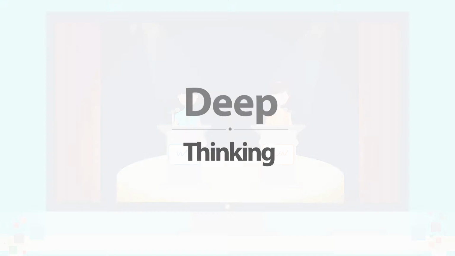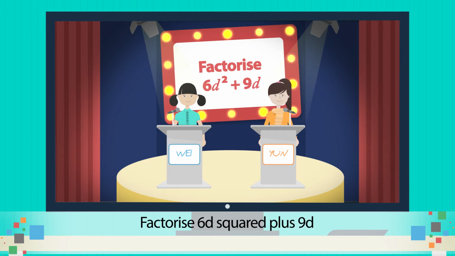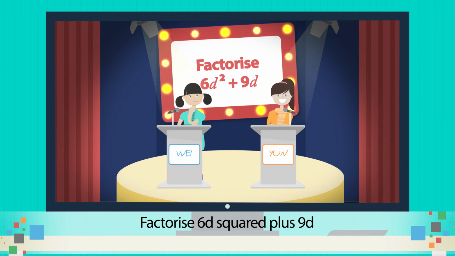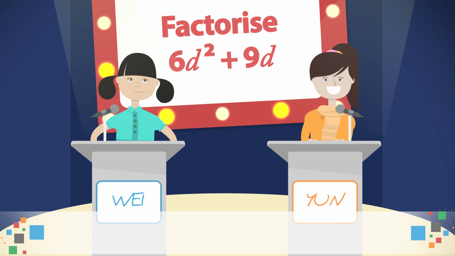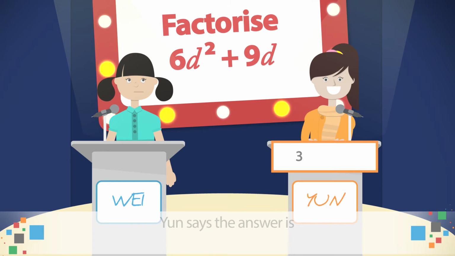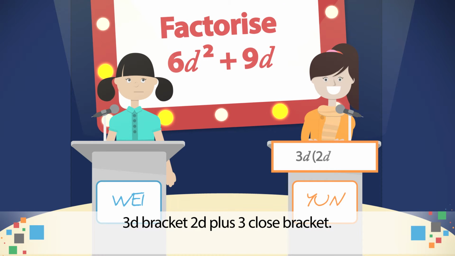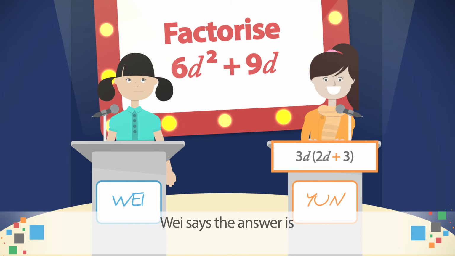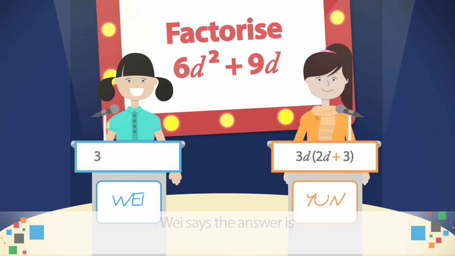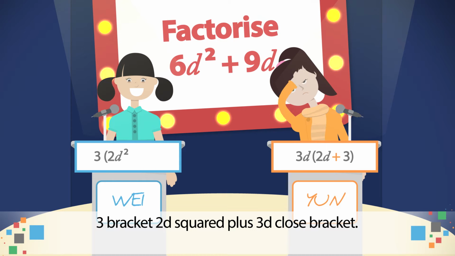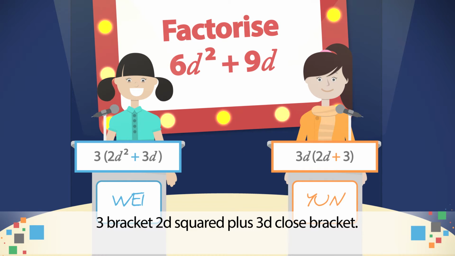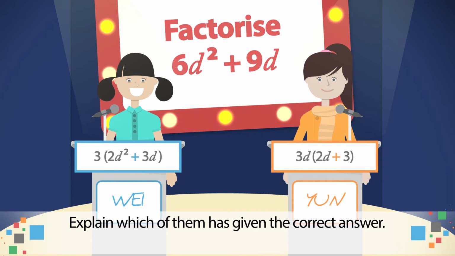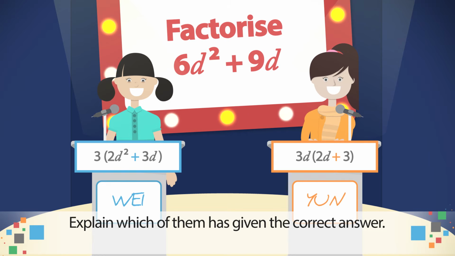Deep thinking. Factorise 6d squared plus 9d. Yun says the answer is 3d bracket 2d plus 3 closed bracket. Wei says the answer is 3 bracket 2d squared plus 3d closed bracket. Explain which of them has given the correct answer.